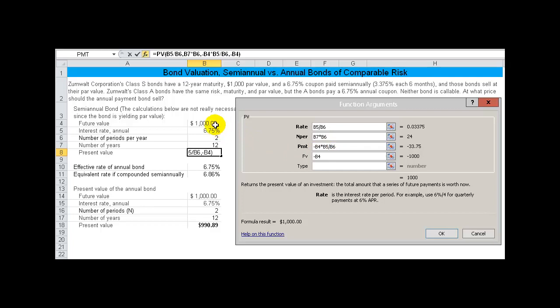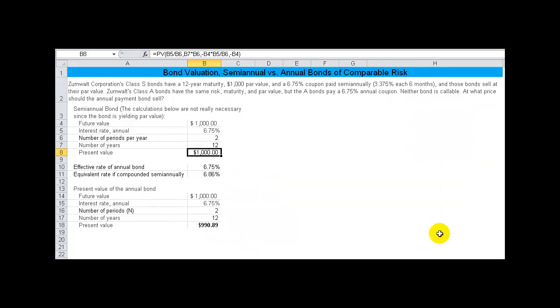The payment amount is going to be $1,000 times the 6.75 divided by 2. And there you can see I've done the calculation there. So every 6 months we're going to pay $33.75. It's negative because it's a cash outflow. Then at the end of the life, we're going to pay back the full $1,000. Again, that's given in cell B4. I enter it as a negative. And when I hit enter, I get a present value of $1,000, which is what we would expect.